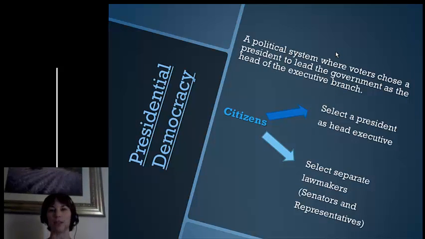Alright, presidential democracy. This is a political system where the voters choose the leader of the government as head of an executive branch. And that's the key part. When we talk about the presidential system, citizens choose the president as an elected official. This is separate from the lawmakers. So it's not Congress voting for president.